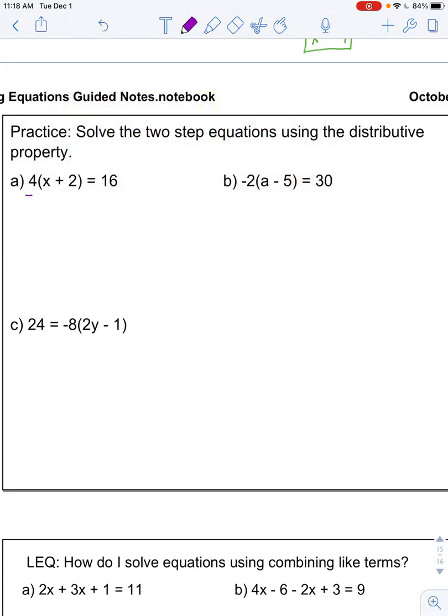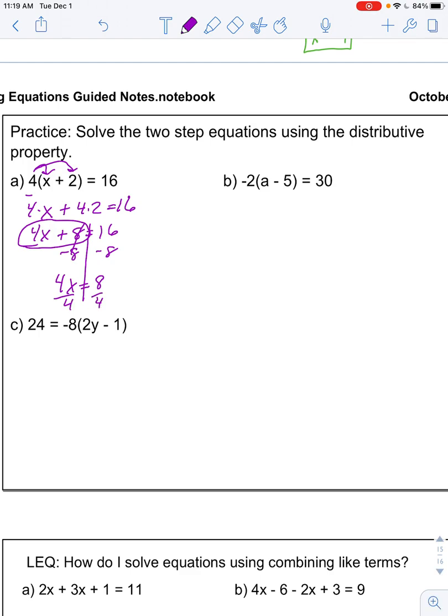All right, we need to distribute 4 to our x and our 2. So we have 4 times x plus 4 times 2 equals 16. 4 times x is 4x plus 8 equals 16. Locating the side with the variable, adding or subtracting the number without the variable first. Then we're left with 4x equals 16 minus 8, which is 8. Divide by 4, so x equals 2. So double check your work because the correct answer should be 2.